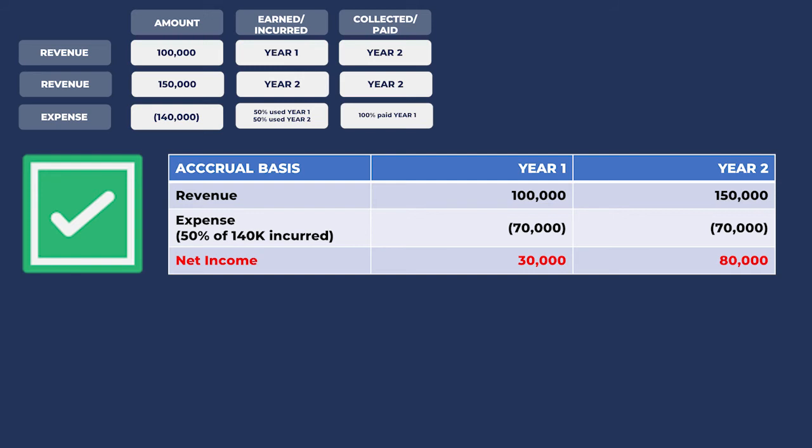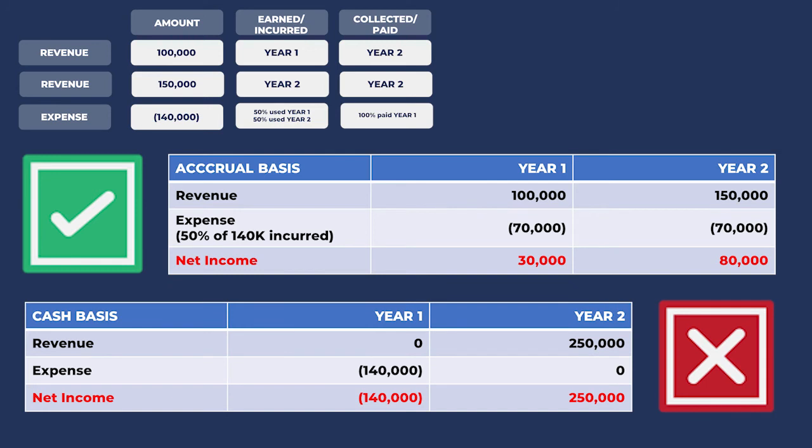However, if we follow the cash basis of accounting, it will show a net loss of 140,000 in year 1, while a 250,000 net income in year 2, which isn't exactly true because some of the revenues were actually rendered or earned in the previous year, and some of the supplies expenses were incurred in year 2 as well, but all of them were paid in year 1.